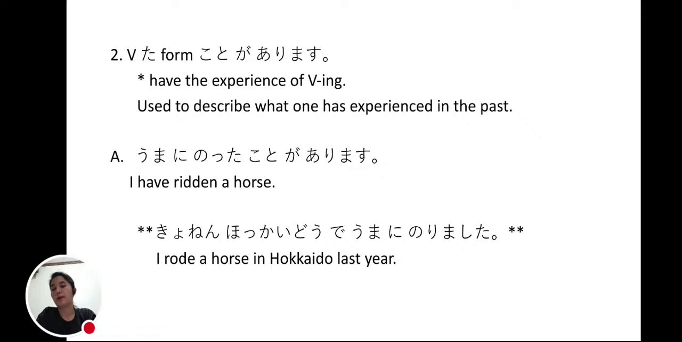Okay. Next. Any questions regarding this? So you can say your experience. You can use ta koto ga arimasu. So, change the verb into ta form, and then add koto ga arimasu.